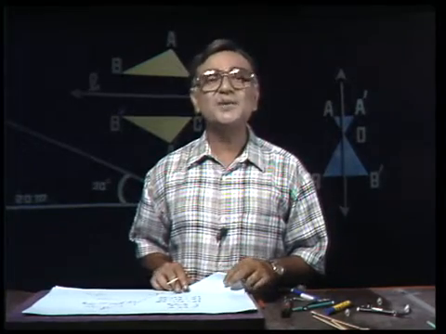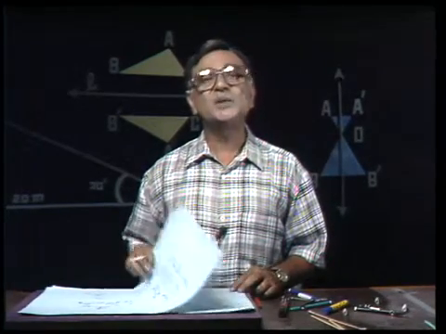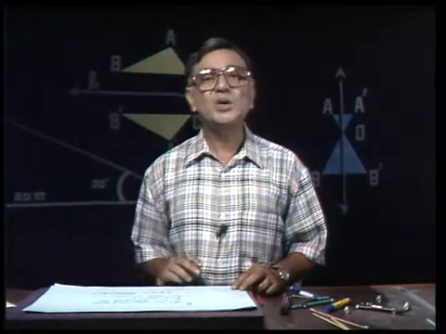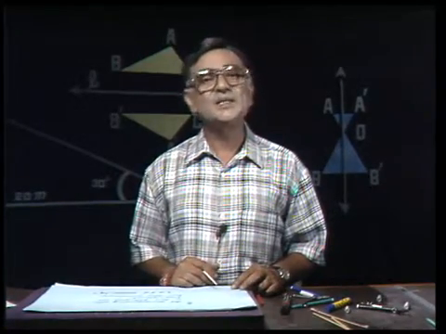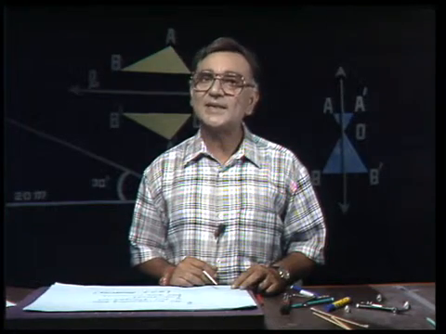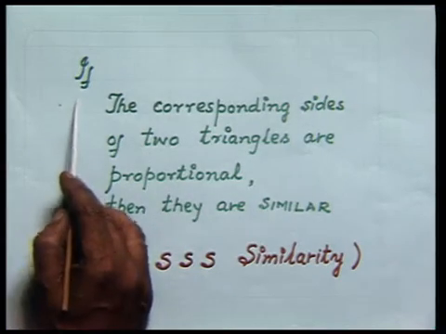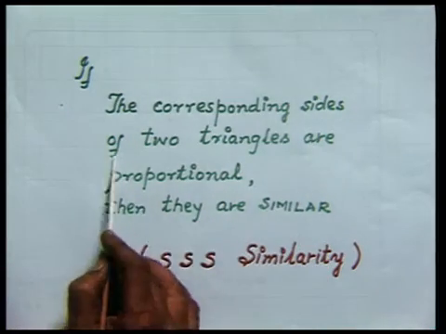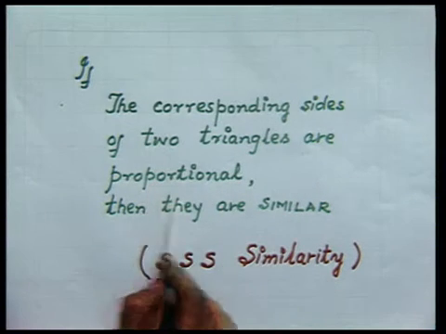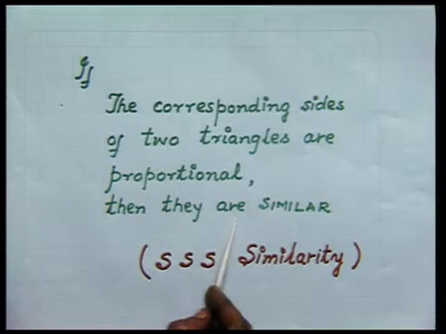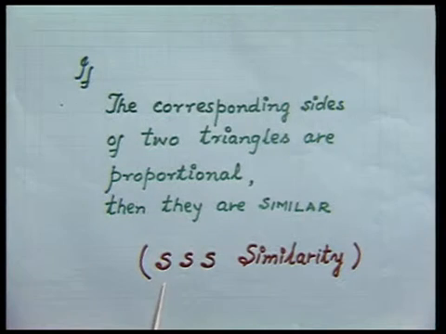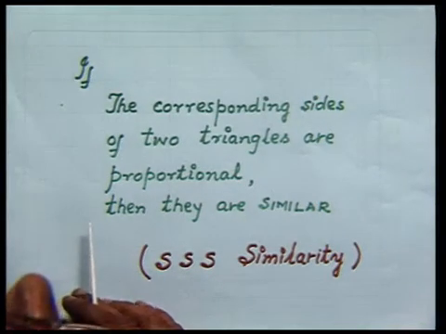Now this kind of similarity where we are making use of the three sides of one triangle to construct another similar triangle is known as SSS or side-side-side similarity, and it states if the corresponding sides of two triangles are proportional, then they are similar, and this similarity is known as SSS similarity. Here SSS stand for side, side and side. So here we found one condition.